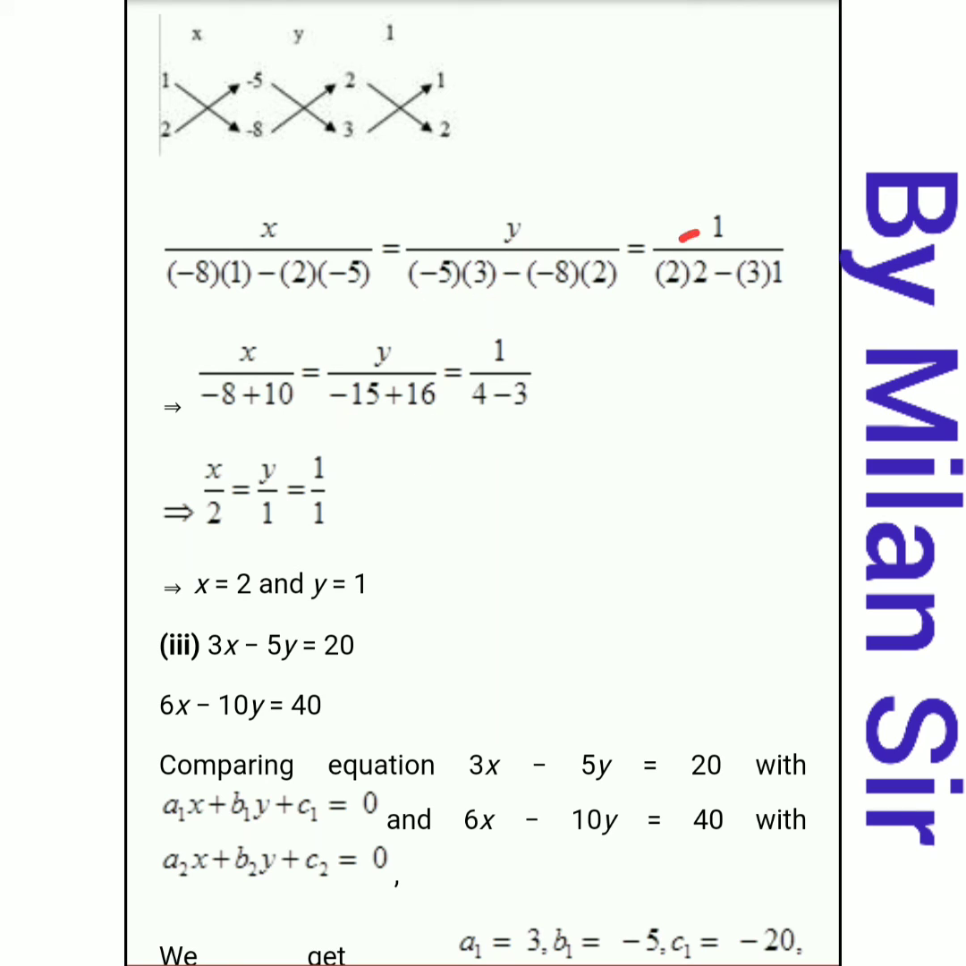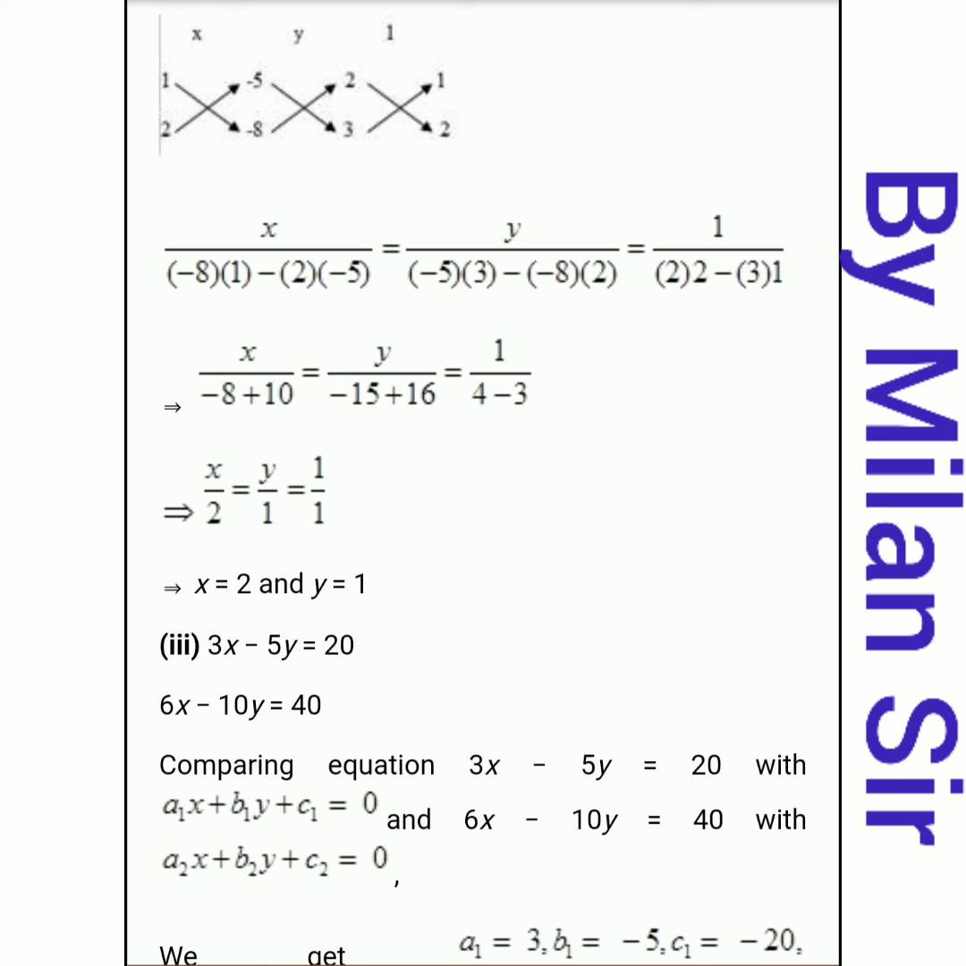Here 2 twos are 4. Then 3 ones are 3. And negative sign is there. So we need to write with negative sign, right? 4 minus 3. Here it is multiplication. So first of all we need to do multiplication. Then we need to follow sign rule. Plus plus plus, minus minus plus, plus minus minus, minus plus minus.